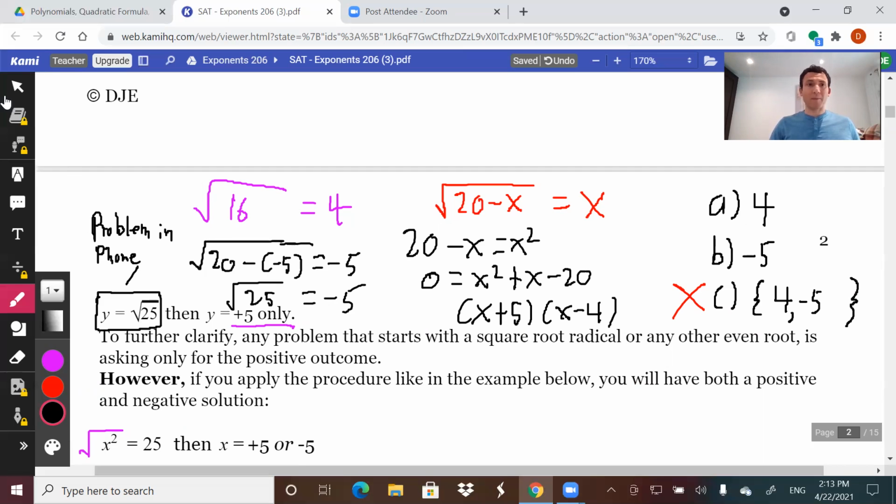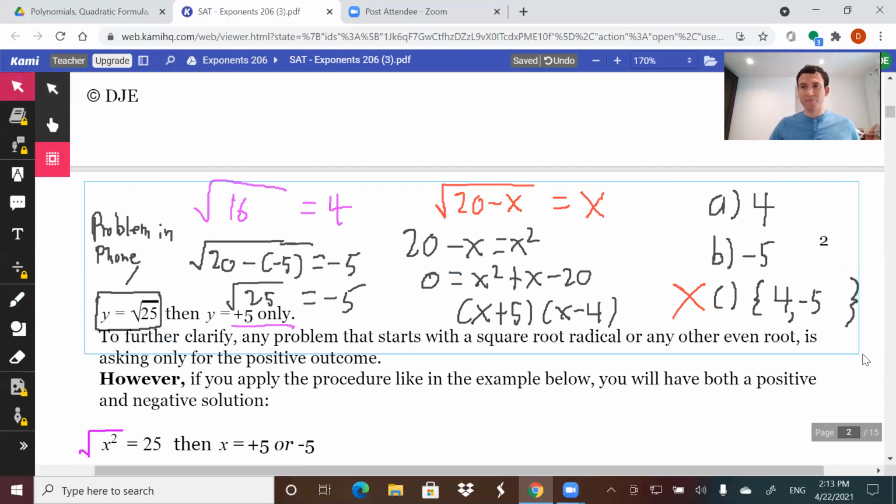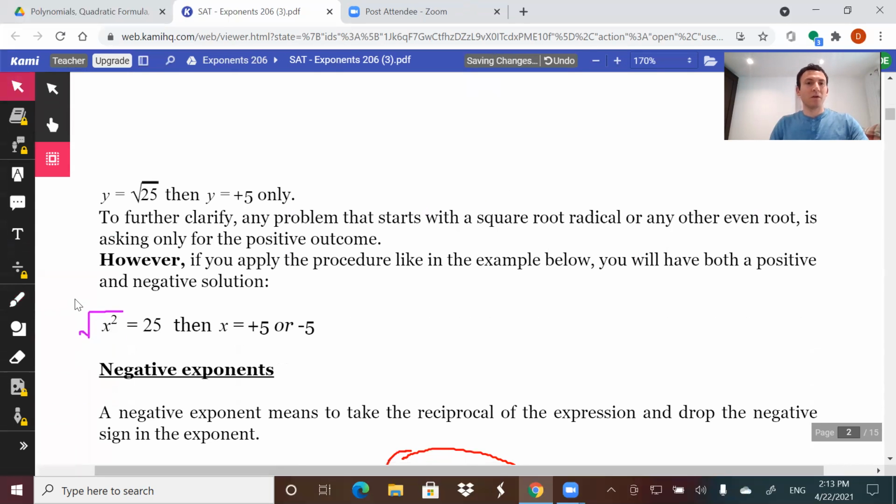So that's the type of problem to really look out for on the test. And we'll go over one of those when we hit the test problems below in a moment. So yes, just one of the pitfalls to be aware of.